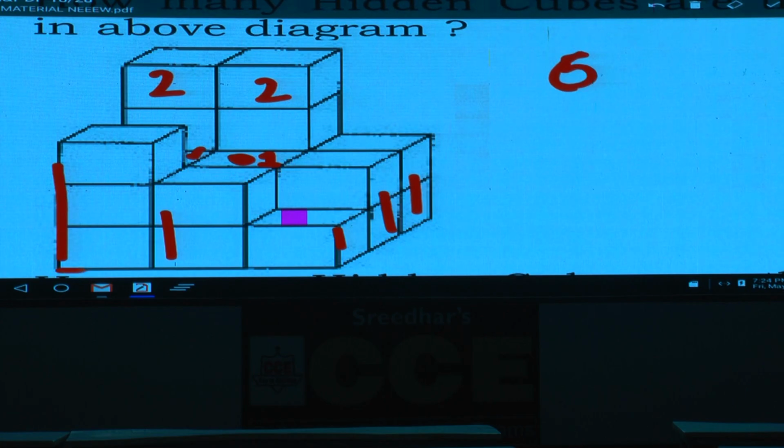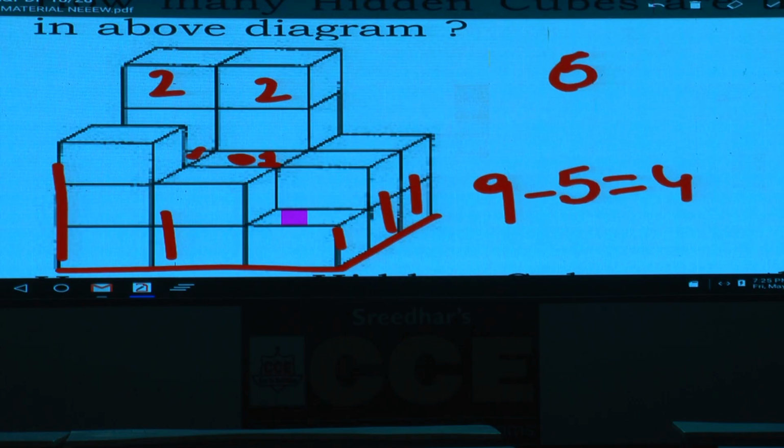Out of these 6, again come to the bottom. 3 into 3, 9. Out of which 5 were seen. 9 minus 5, 4 were not counted. And all the 4 were already counted. 1 at this place, 1 at this place, 1 at this place, 1 at this place. Hence there is nothing to be counted here. Hence finally there are 6. Question number 24, 6 is the answer.